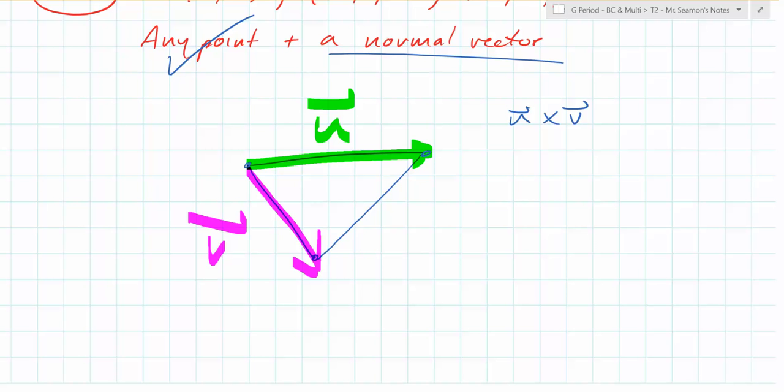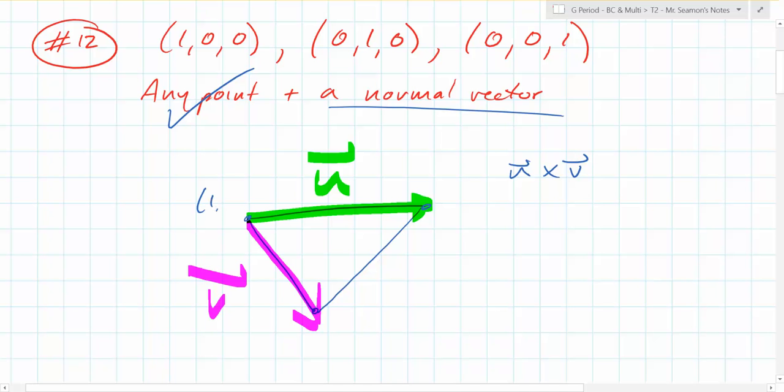Doesn't matter what direction we go in. It could go up or down. We could do V cross U or U cross V. It's still perpendicular. It doesn't matter which one. It's still going to give us an equation that is the same. So let's just call these 3 points whatever we want, in whatever order we want: (1, 0, 0), (0, 1, 0), and (0, 0, 1).